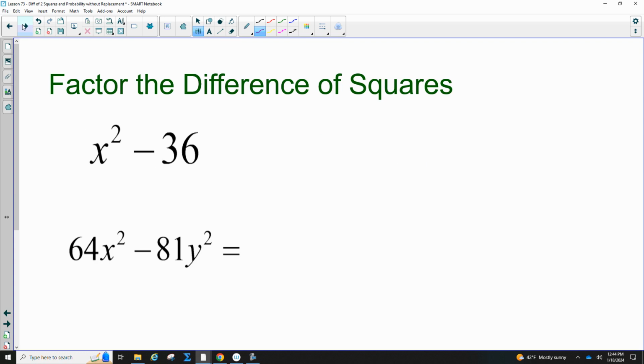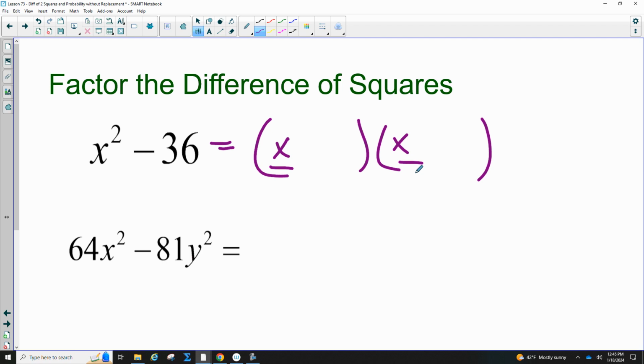So it says factor the difference of squares. So how do I know to look for difference of squares? 2 terms, a negative sign, and they're both perfect squares. How do I factor? X squared minus 36. Well, I need 2 things that multiply to be x squared. That's x and x. And I need 2 things that multiply to be negative 36 and add to be 0 because there's no middle term, right?